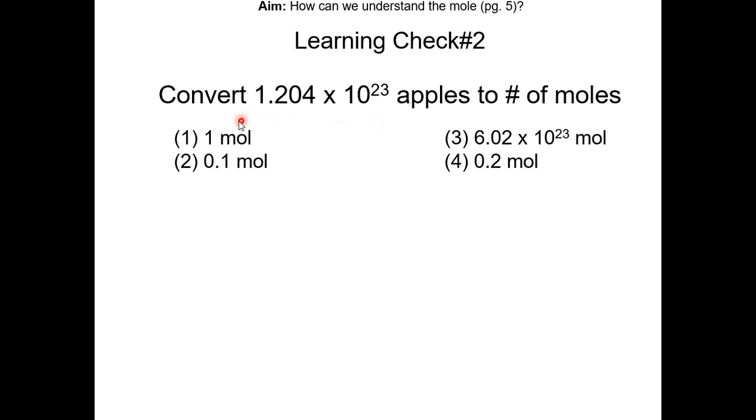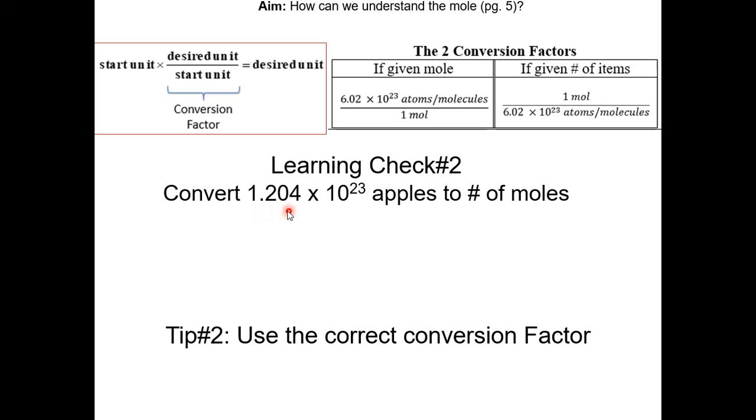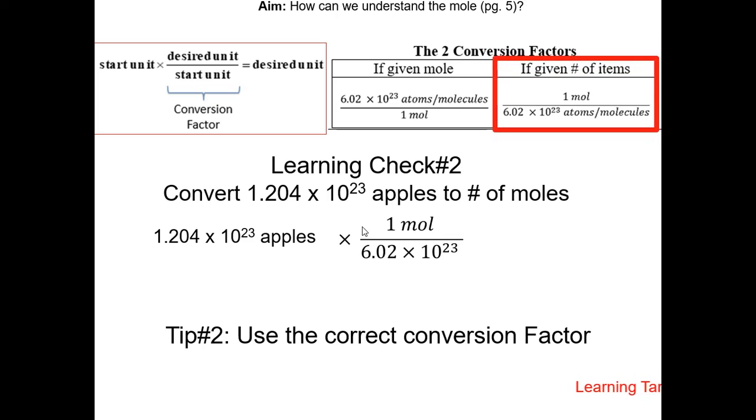Learning check number 2: convert 1.204 times 10 to the 23rd apples to number of moles. Pause the video and resume once completed. So the answer is choice 4. We're given 1.204 times 10 to the 23rd apples and we want the number of moles. So we need to choose a conversion factor that has the number of items in the denominator. That'll be this one over here. So when we multiply them, we get 0.2 moles of apples.